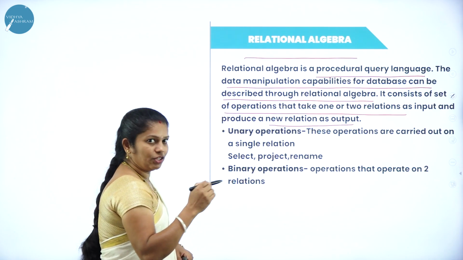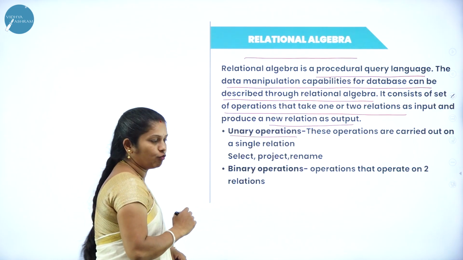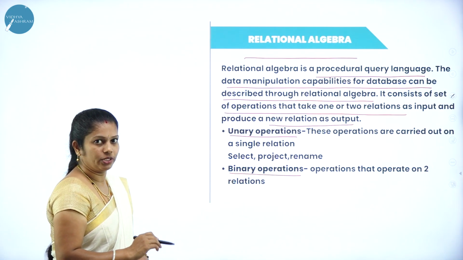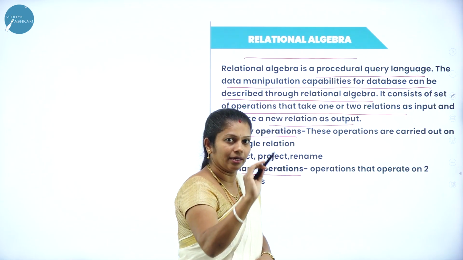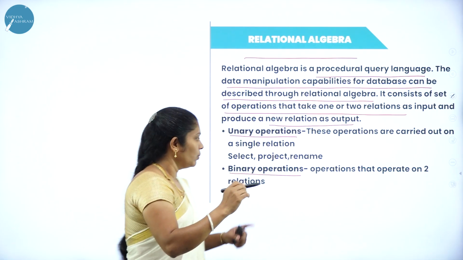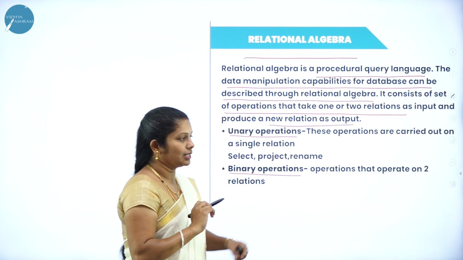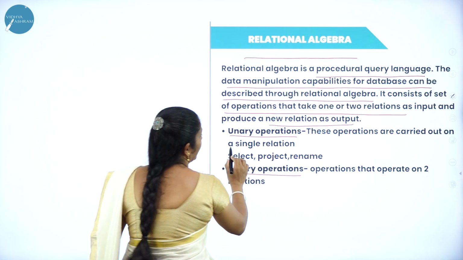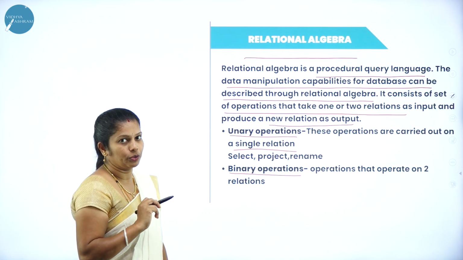And here when you come to the types, there are two types. One is unary operations that we can perform, as well as binary operations also we can perform. Unary is nothing but here the relations occur between only one table, whereas in binary the relation occurs between two tables. Whereas in unary operation the operations can be carried out on a single relation. It means that only one table here we want to consider.